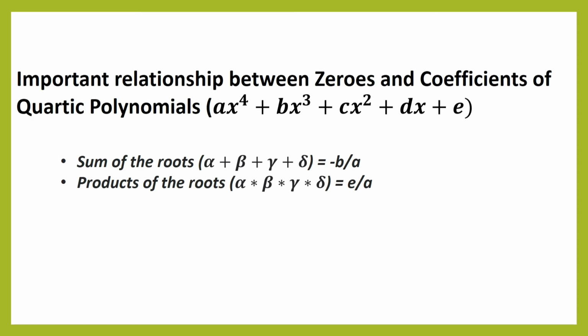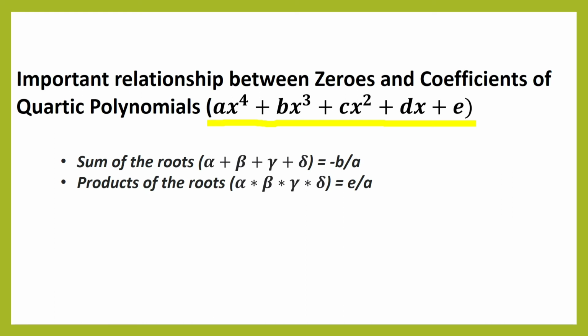Before we go on to solve the last two problems of this exercise, I want to discuss with you some important relationship between zeros and the coefficient of quartic polynomials. Quartic polynomials are the polynomials of degree 4. It is written in the form ax to the power 4 plus bx cube plus cx square plus dx plus e. A quartic polynomial has 4 roots, generally represented by alpha, beta, gamma and delta. We will discuss here the two relationships between zeros and the coefficient of quartic polynomials.